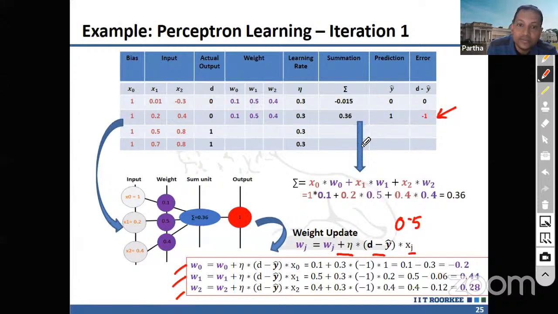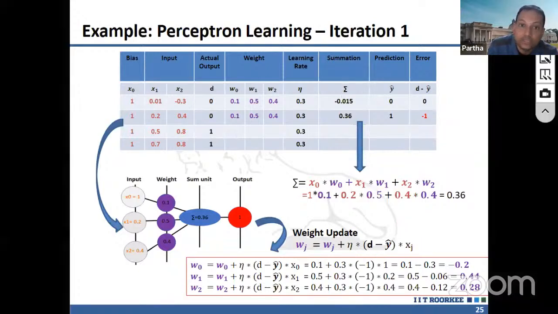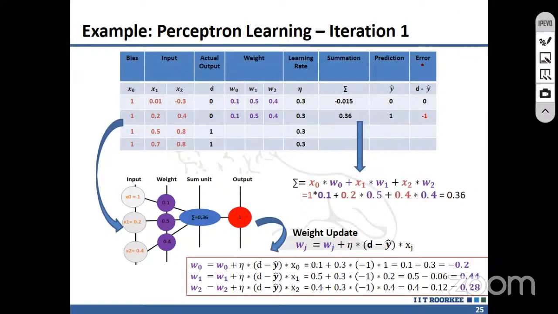Then with these new W's, I will check with the third example. If it is correct, I do not need to modify. If it is wrong, then I need to modify W0, W1, W2 again. These weights need to be modified if the prediction is wrong. Otherwise, if it is correct, there is no need of changing. Yes, madam. The second question is, for each instance, is the same process of weight adjustment repeated? Yes.